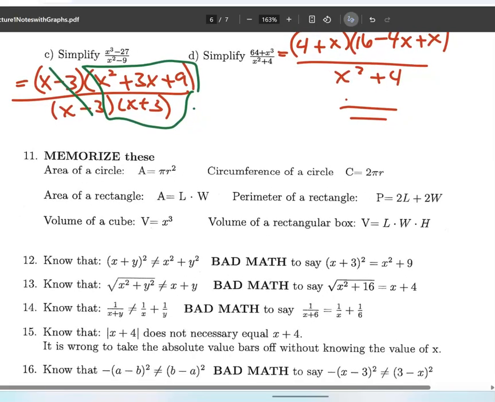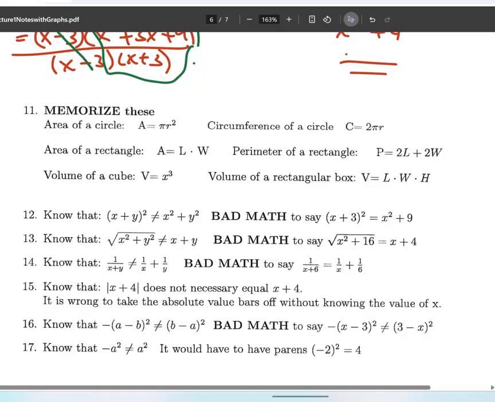So these are basic equations of areas and volumes of things you'll need to know. Just put them down here for your reference. Circles, cubes, boxes.